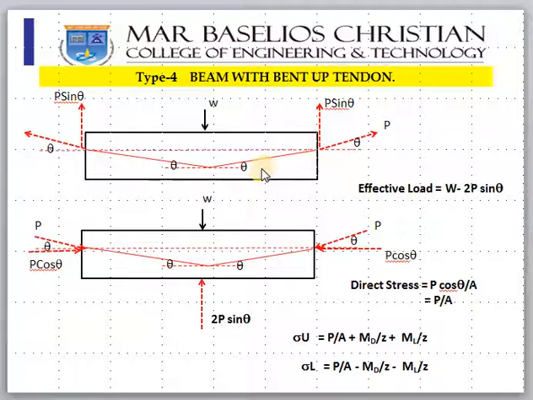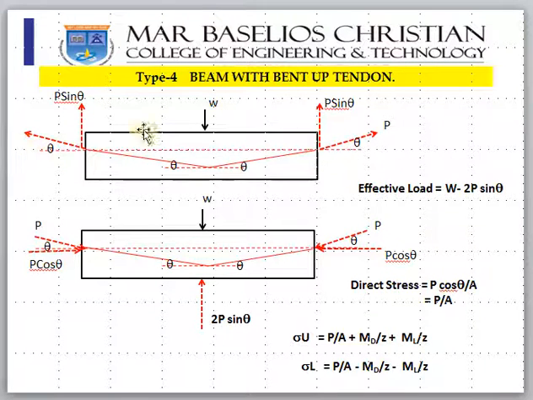Let us take the first case, wherein the dip is more at the center and there is no eccentricity. When I say eccentricity, it is measured at the end, at the point of application of the load. If the tendon is in line with the neutral axis there, we say there is no eccentricity. Here it is coinciding exactly with the neutral axis, so there is no eccentricity.